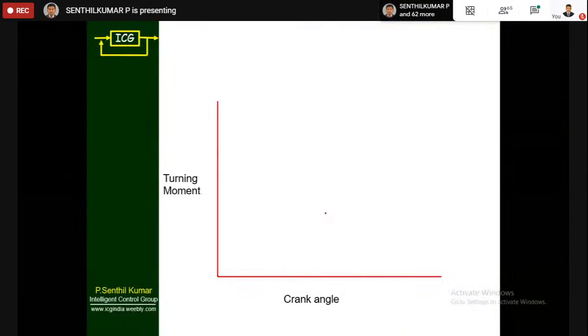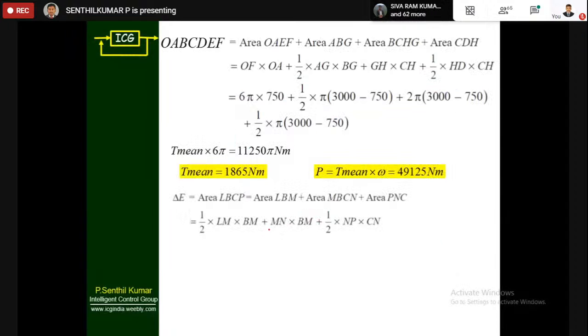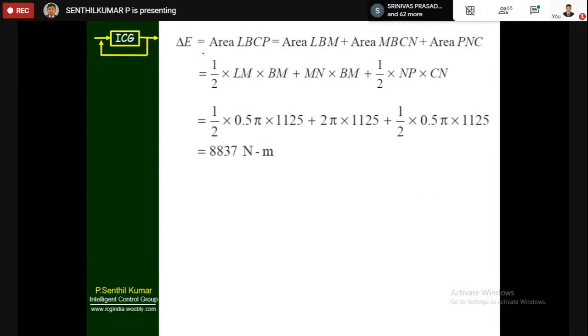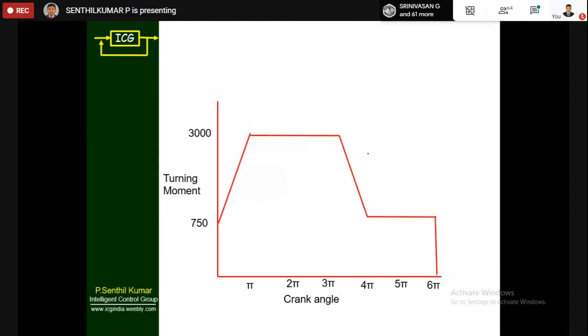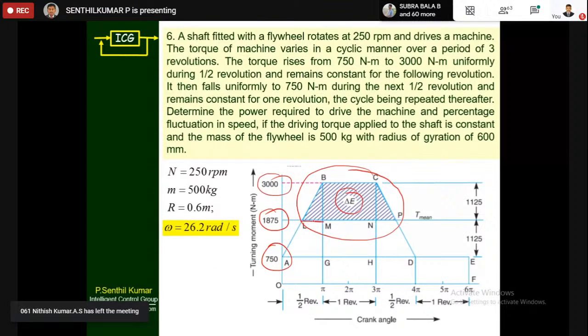So how do you find del E? You have to find del E. So where is del E? So here you have del E. All these values they will give you. The diagram itself, they will give you all the values. You take this diagram, this value, they will give you. Once they give that value, you can easily find del E.